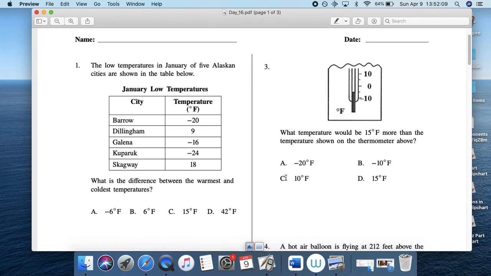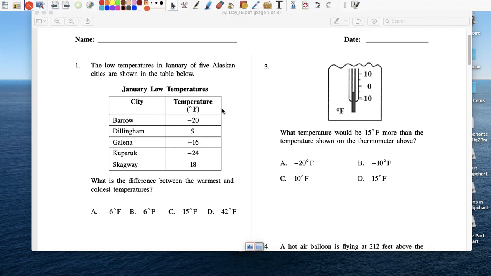Alright, low temperature. 5 Alaskan cities are shown below. What's the difference between the warmest and the coldest? Alright, so we go back to your integers day. The warmest city is obviously the furthest one to the right on the number line, which would be this one.